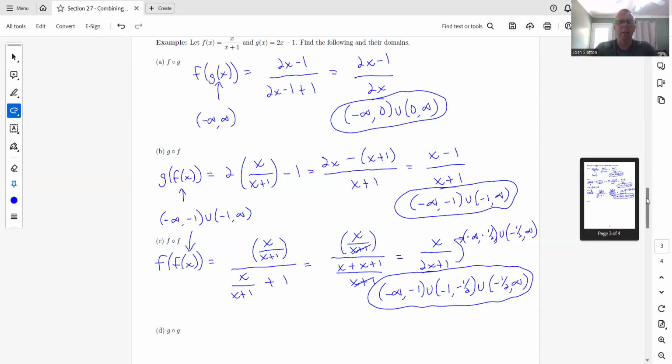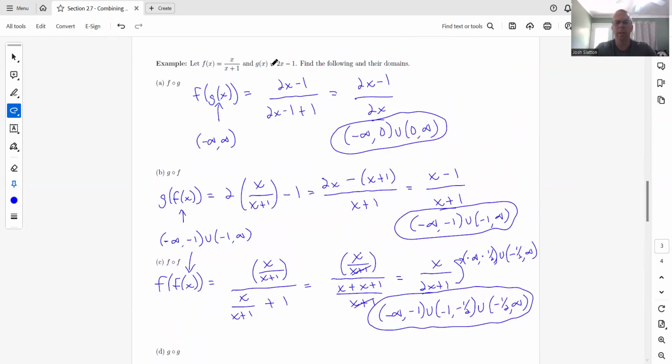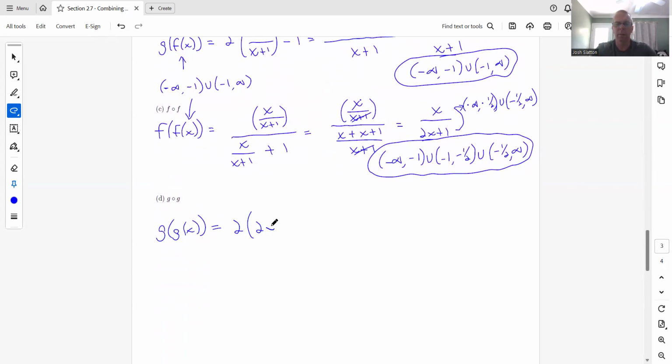All right, so then g of g, so g of g of x. So now we're going to plug in 2x minus 1 in for the x in that. So we get 2 times 2x minus 1 minus 1. And so that gives us 4x minus 2 minus 1, so 4x minus 3. And then the domain of this one is just going to be all real numbers. So we don't have anything to worry about in this. So we just have a linear function plugged into a linear function. And so that's just going to have a domain of all real numbers.